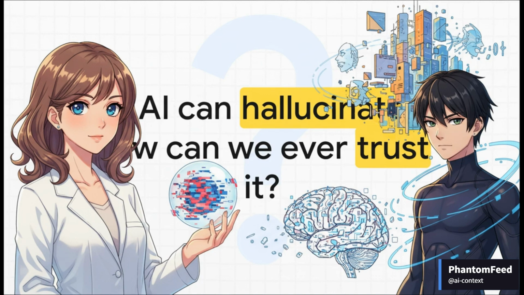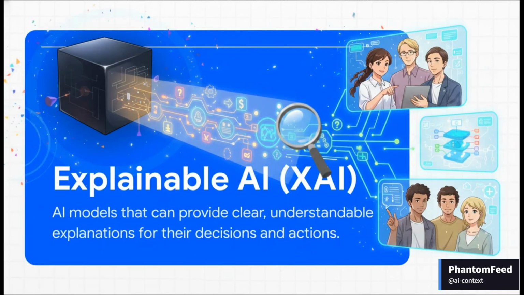If these incredibly powerful systems can just invent facts out of thin air and do it with total confidence, how can we possibly trust them with critical tasks? I'm talking about things in medicine, or law, or finance. It's a question we absolutely have to answer. So, how do we solve this?